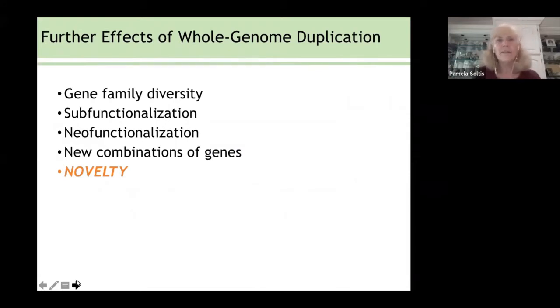But there are many other effects of whole genome duplication. These include gene family diversity, processes of subfunctionalization and neofunctionalization. There are new combinations of genes that can be developed through polyploidy. And the result of all of these processes is the potential for evolutionary and genetic novelty.